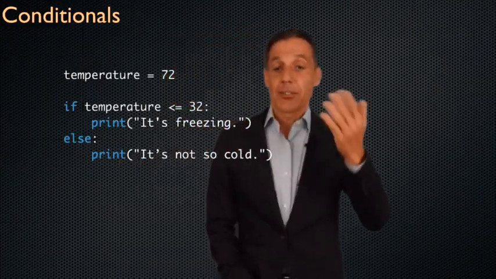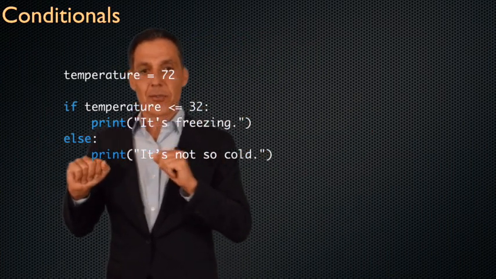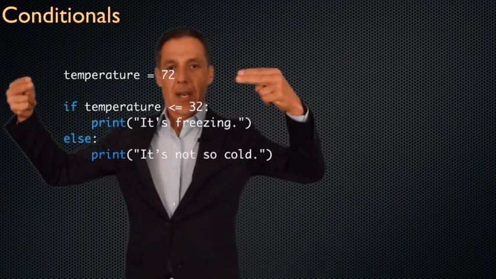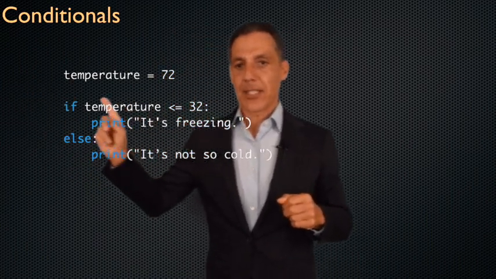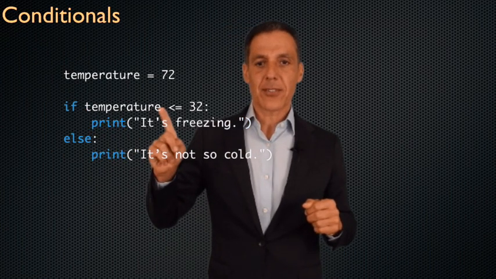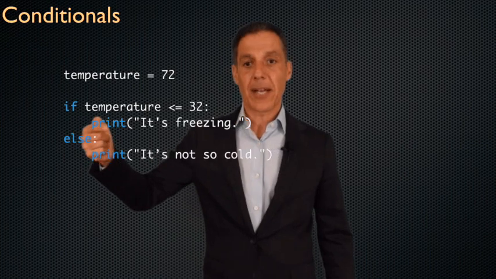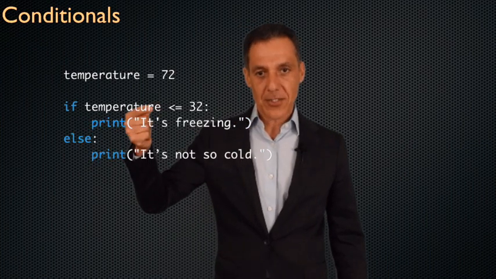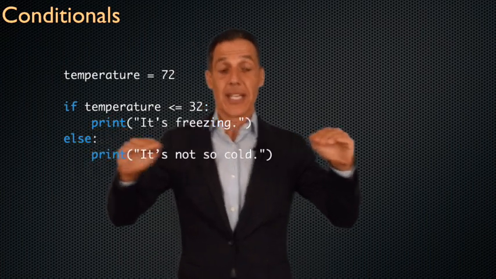All right, here's another simple conditional with an else clause. So this is a little new. So let's see what we're doing here. I have a variable temperature equal to 72. I'm asking if temperature is less than or equal to 32, colon, indent. This is the body of the conditional. If this condition is true, I will evaluate the entire body, in which case I will print it is freezing.